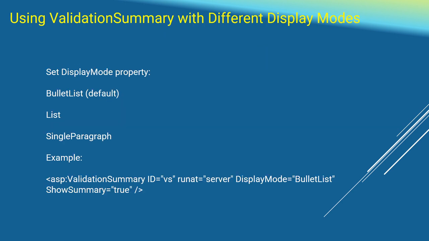The validation summary control supports different display styles. You can show errors as a bulleted list, a simple paragraph, or a plain list. Choose the mode that best fits your UI.